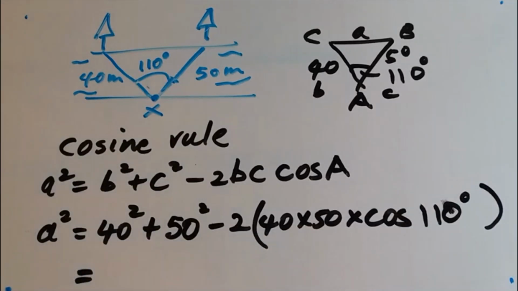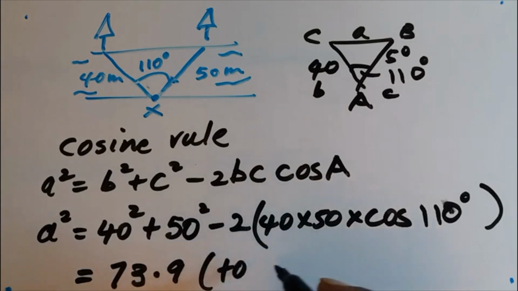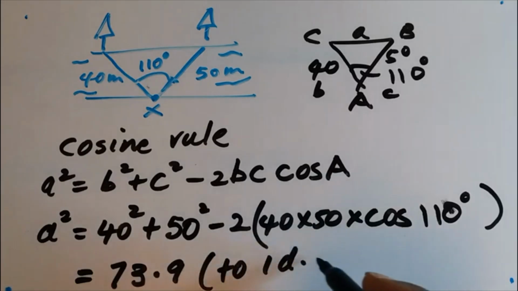Now, this is just a matter of computation, submitting this to your calculator. Remember, your answer will be a squared and not the value a. So in order to get your answer, you need to take the square root of this result. And providing you enter this correctly in your calculator, your answer should be 73.9, and this is to 1 decimal place.